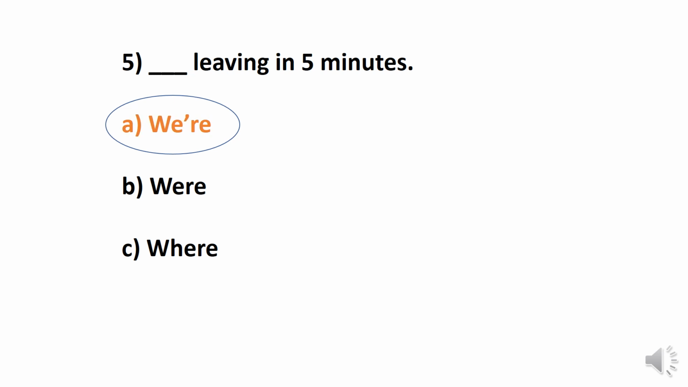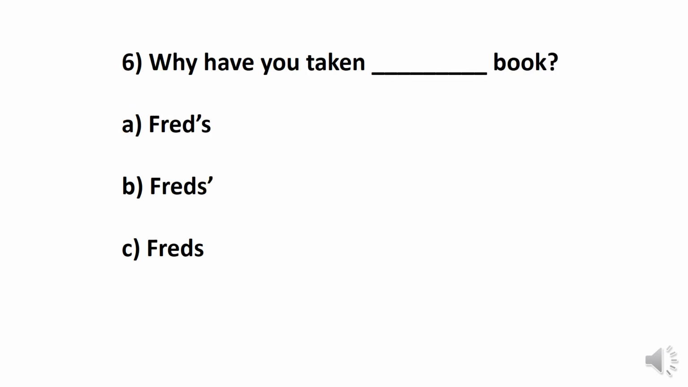Question 6. Why have you taken Fred's book? Is the answer A, B, or C? What do you think? Well, the answer is A. The book belongs to Fred. That means this apostrophe is being used to show possession or belonging. Because the book belongs to Fred, we need an apostrophe to show it, and so we use apostrophe S. Well done if you got that right.